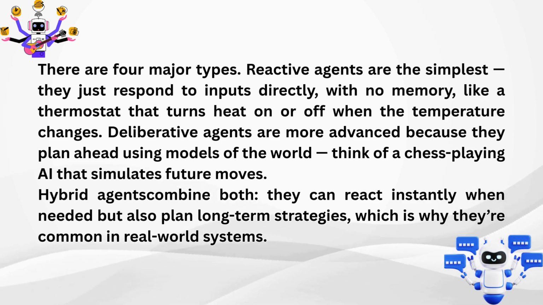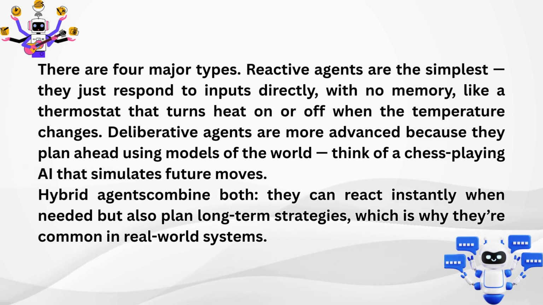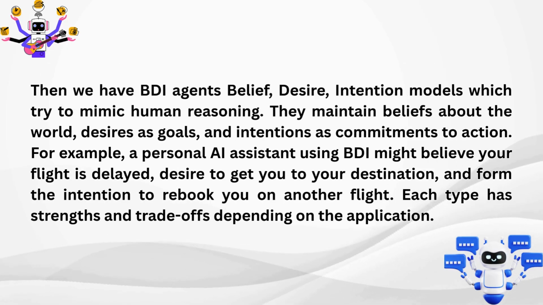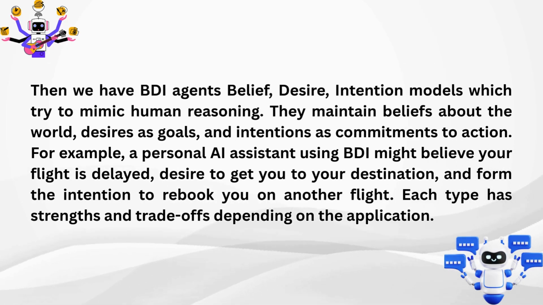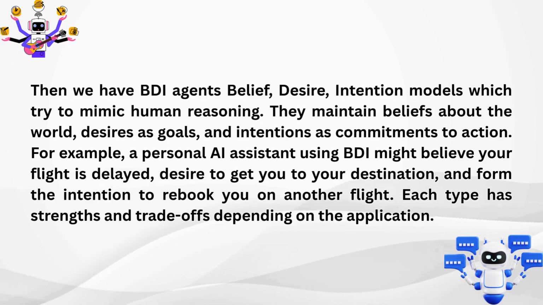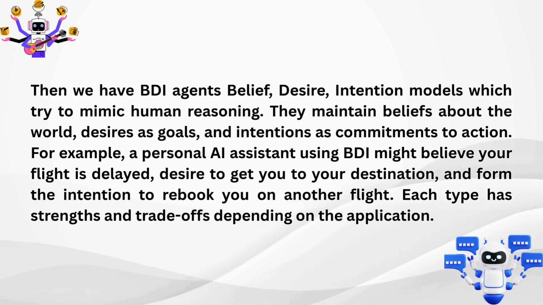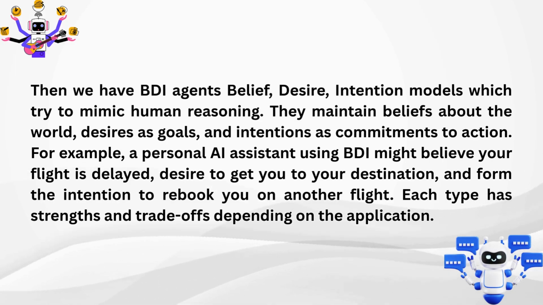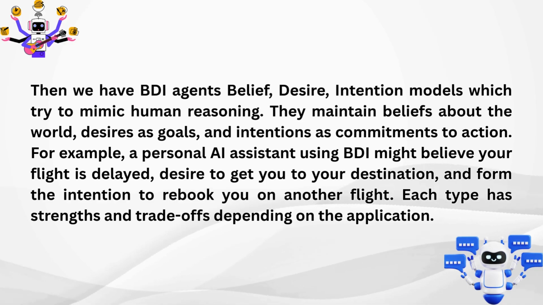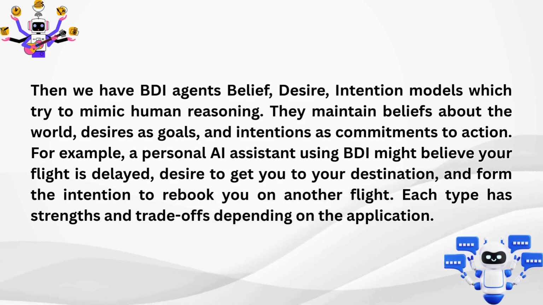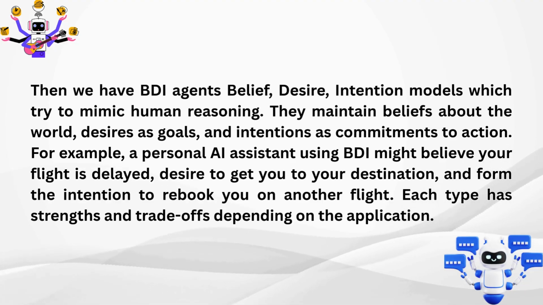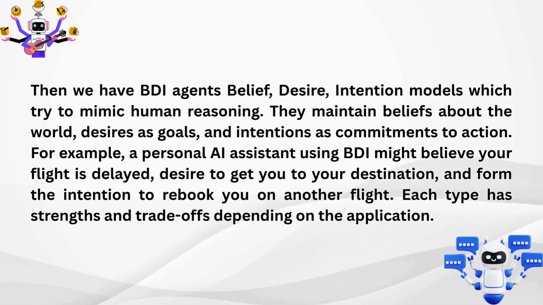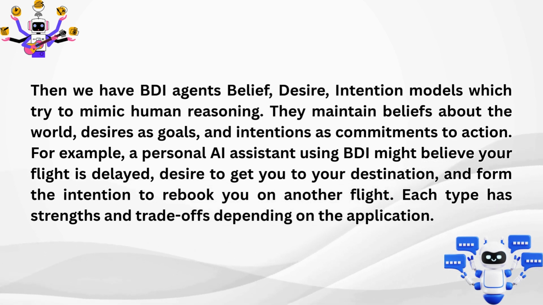Hybrid agents combine both. They can react instantly when needed, but also plan long-term strategies, which is why they're common in real-world systems. Then we have BDI agents, belief, desire, intention models, which try to mimic human reasoning. They maintain beliefs about the world, desires as goals, and intentions as commitments to action. For example, a personal AI assistant using BDI might believe your flight is delayed, desire to get you to your destination, and form the intention to rebook you on another flight. Each type has strengths and trade-offs depending on the application.